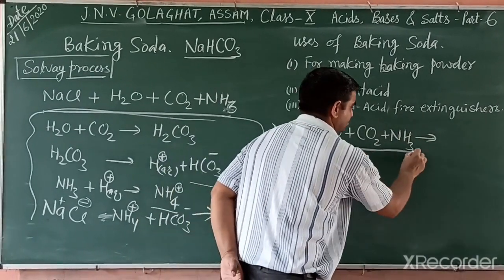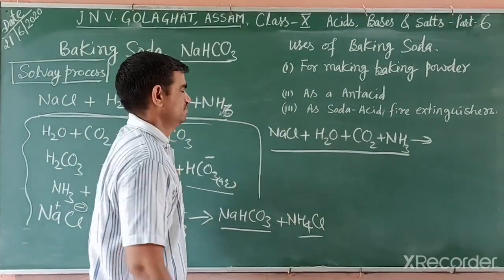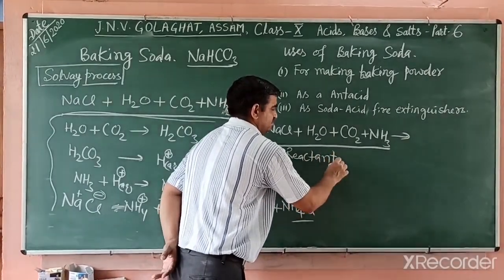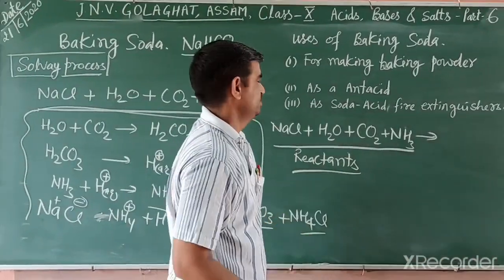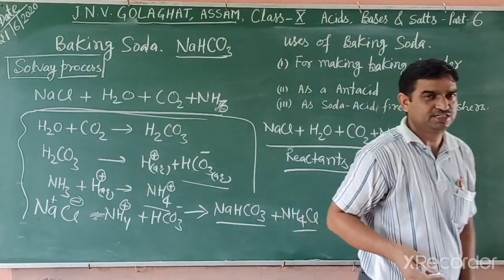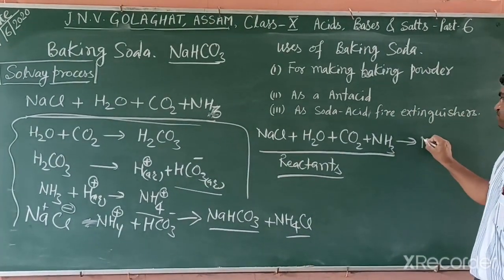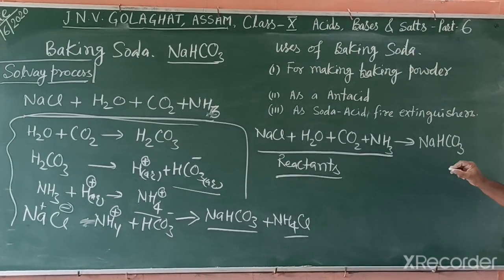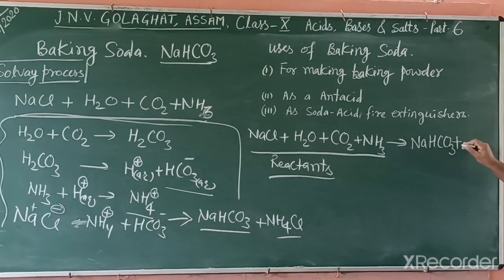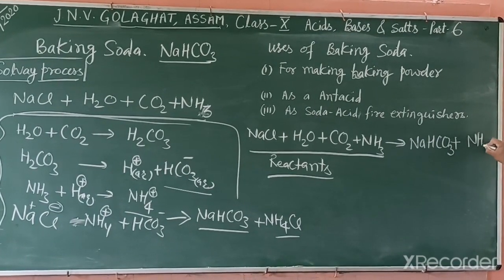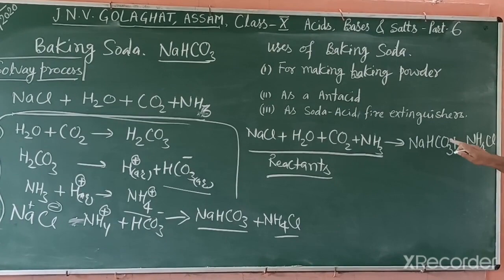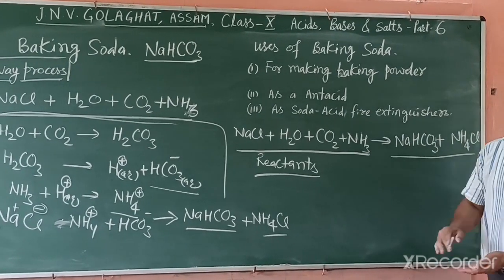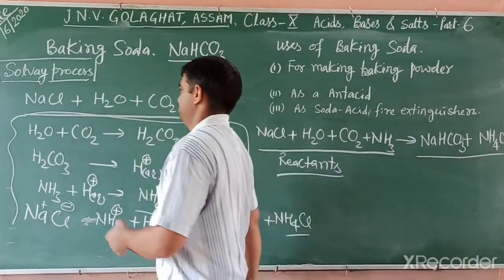These are reactants, and they convert into product. We write directly its product, that is baking soda, sodium hydrogen carbonate, plus ammonium chloride. So this method is known as the Solvay process, and by this we prepare baking soda in industry.